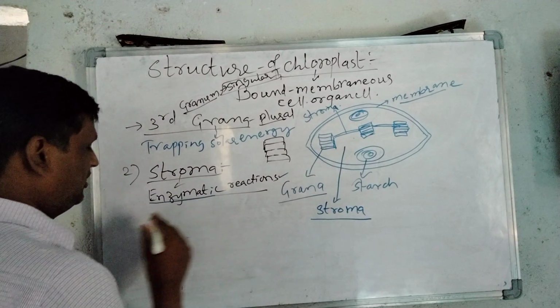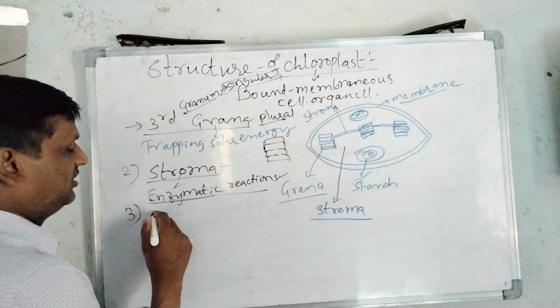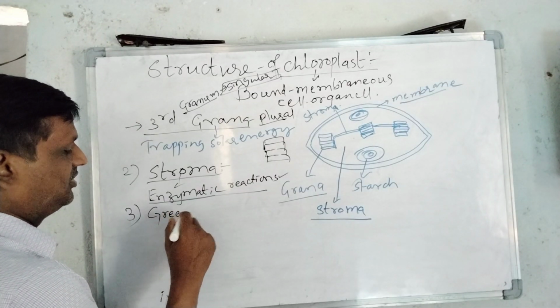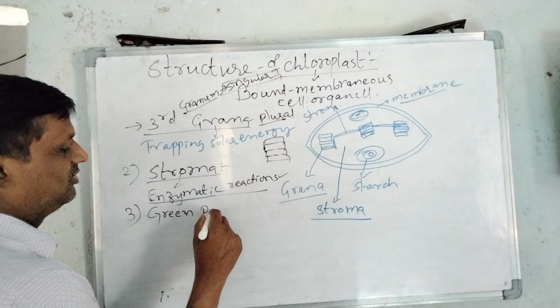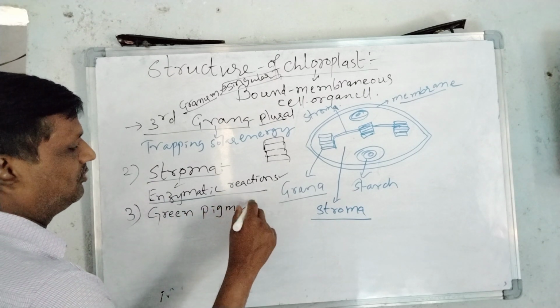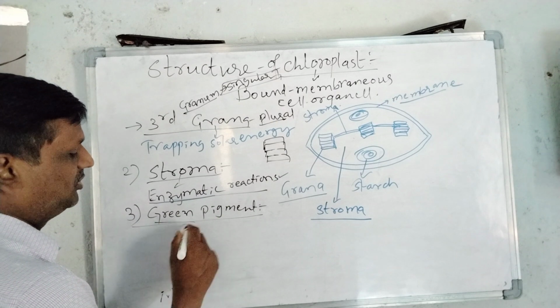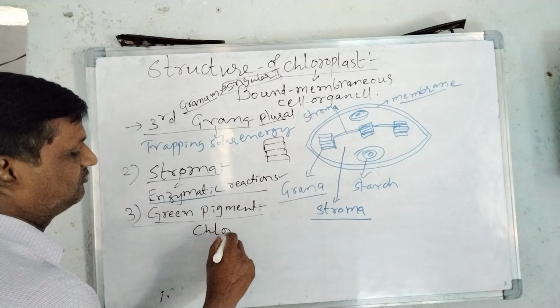Next, the third one is most important. Another one is the green colored pigment, which is called chlorophyll.